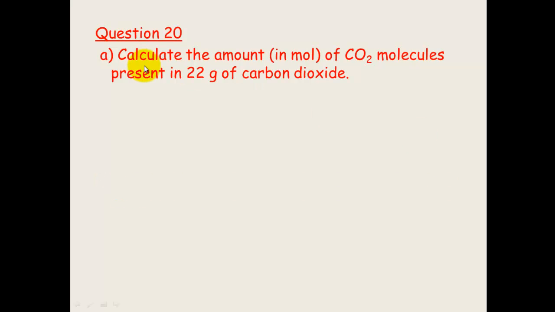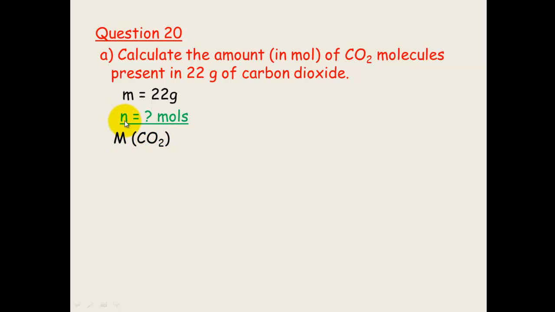So part A. Calculate the amount in mole of carbon dioxide molecules present in 22 grams of carbon dioxide. The first thing you always need to do is read this like a little storybook. What is the information I can get from the question? The information I know here is that mass, little m, is 22 grams. Great. What else do I always know? I always know the molar mass because I've got the periodic table. You've always got the periodic table. So, molar mass of carbon dioxide we can work out.